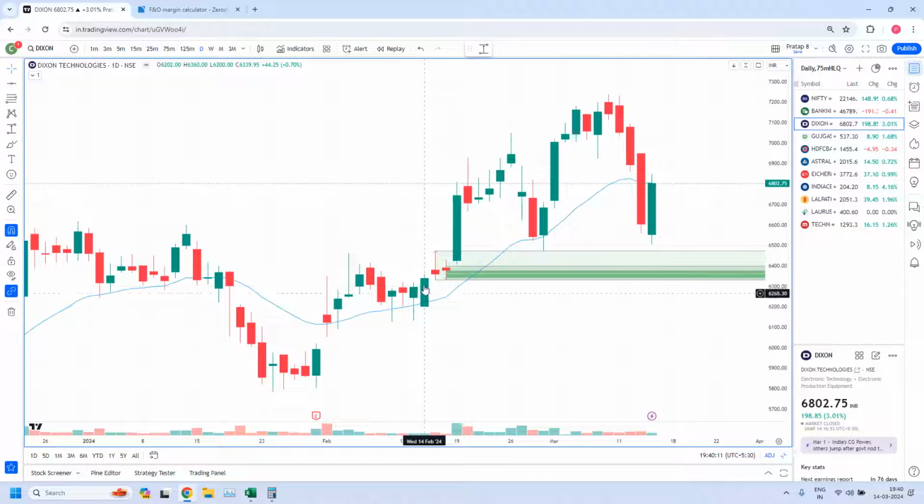Dixon Technologies, we have a rally, 2 base candles and a rally. This is what our software identified this zone. And previously there is a huge move from here. That means strong order flow is there in this zone. Today prices didn't enter. Even before entering it moved up.